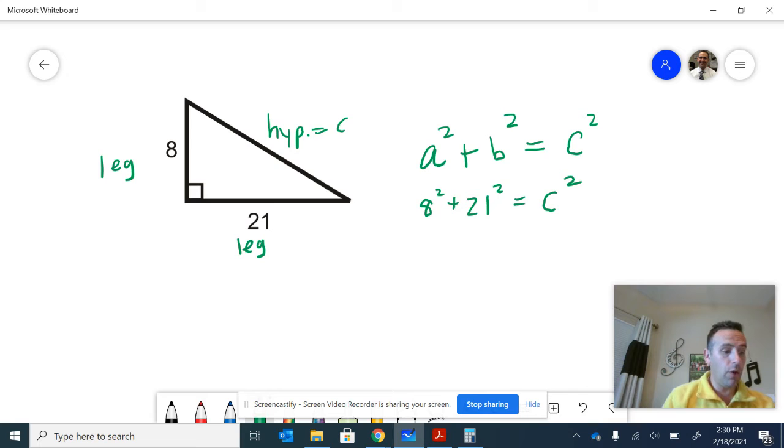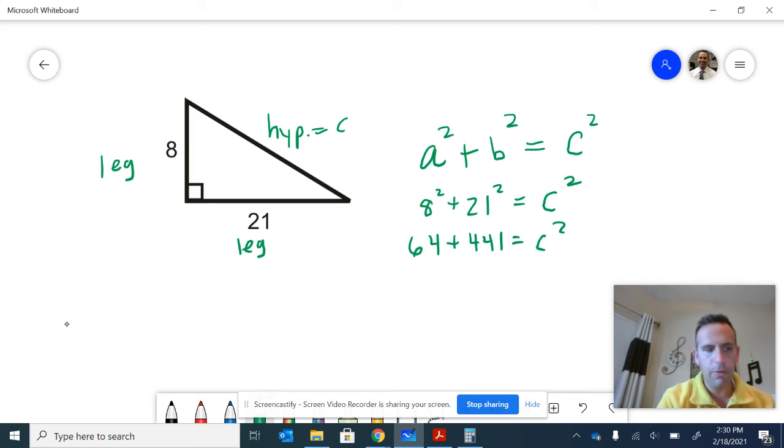So I know 8 squared off the top of my head, which is 64, but I'm checking on my calculator to get 21 squared, which happens to be 441. Okay, and just take the sum of those. I'm going to add 64 to that, which will be 505.